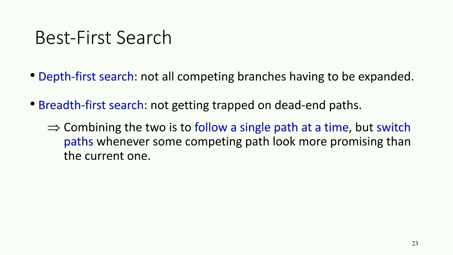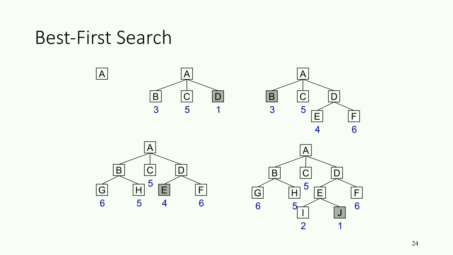Now best first search. It is the last strategy under heuristic search. As we know, depth first search and breadth first search were already discussed. Both have some limitations. Depth first search does not need all competing branches to be expanded, and breadth first search does not get trapped on dead end paths. So a combination of these two is to follow a single path at a time, but switch paths whenever some competing path looks more promising than the current one.